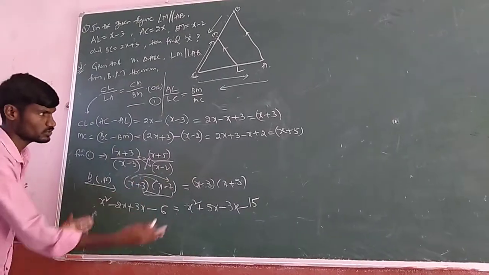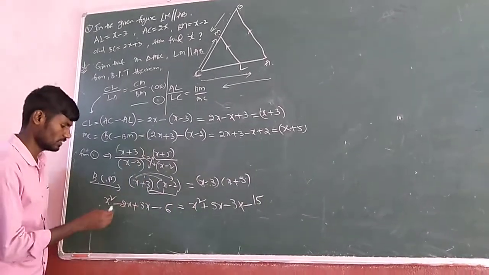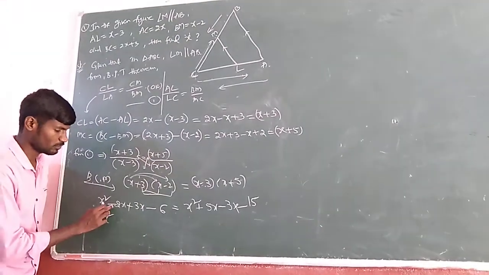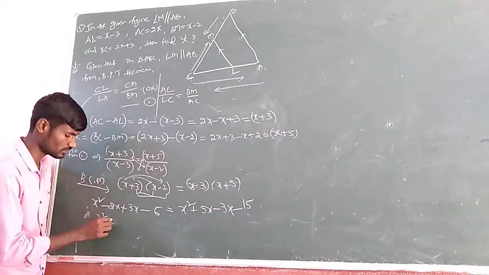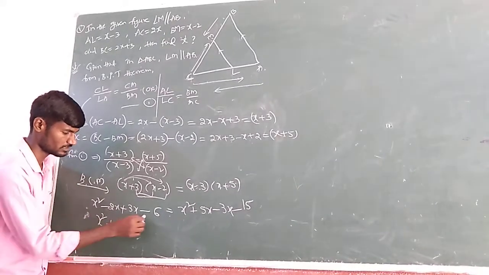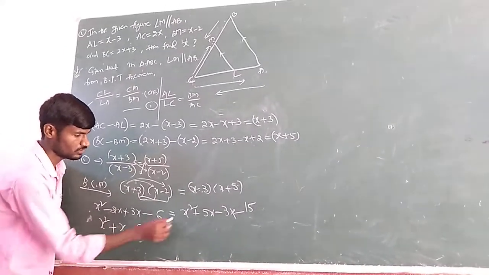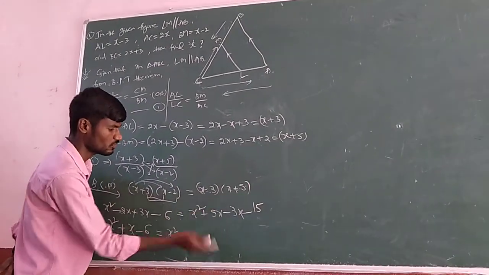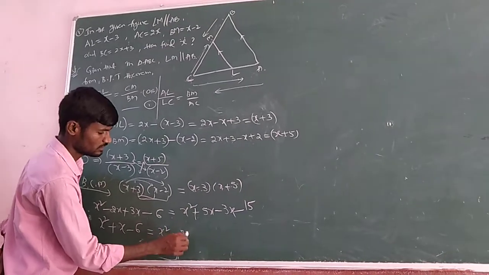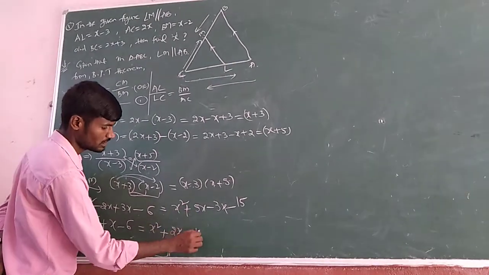Now group all these terms together, to the left or right side, that's it. Before that, let us observe here: x square minus 2x plus 3x. Plus 3x minus 2x, if you subtract, you will get plus x. Minus 6 equals x square plus 5x minus 3x. 3x removed from 5x, then you will get plus 2x. And it is minus 15.